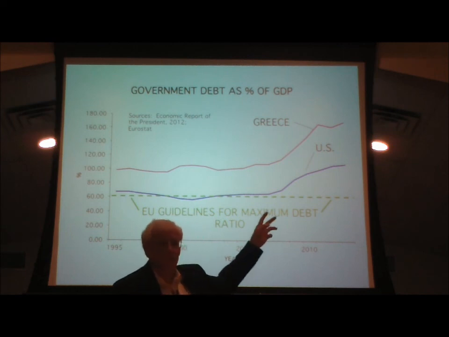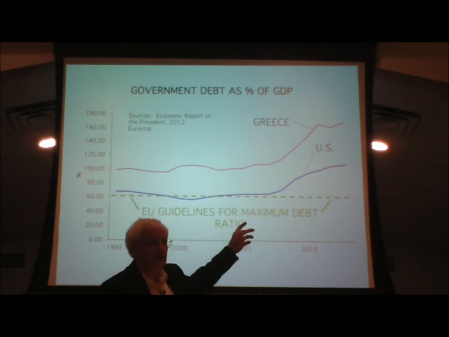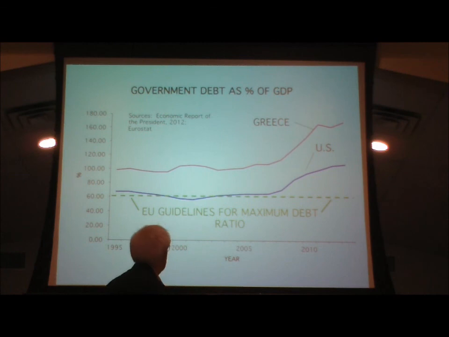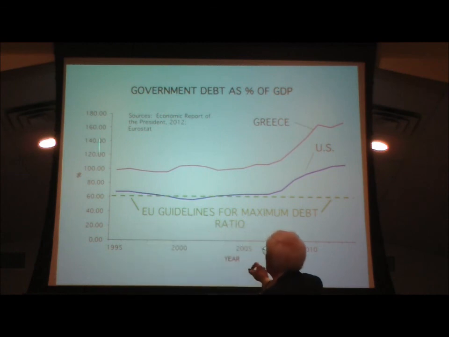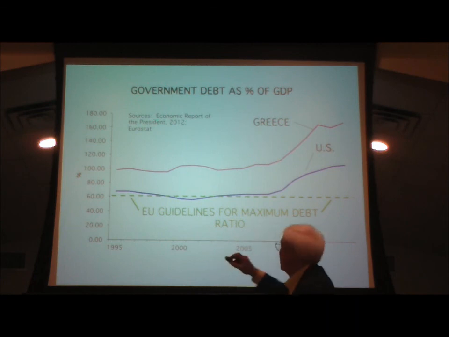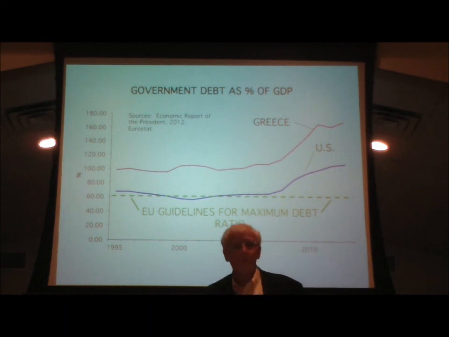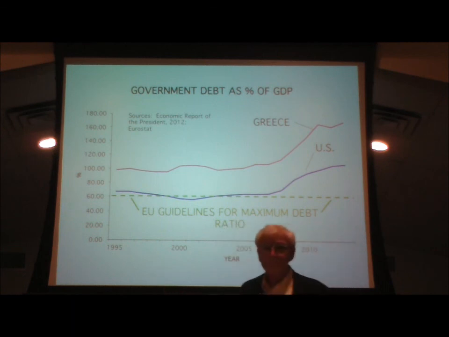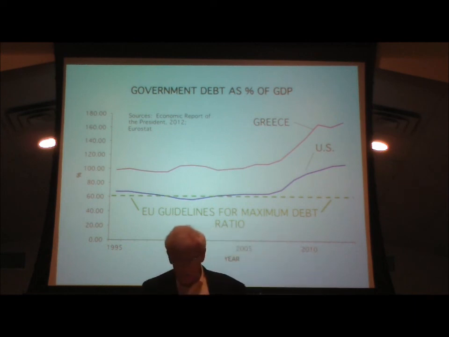You'll notice the remarkable coincidence of these two lines. One representing Greece and one representing the United States. These are percentages now over here. So you can see Greece started out at about where we are now and then moved on up to around 160 or 170% of GDP. Now, the broken line here, the dashed line, is the guideline established by the EU. So basically they're saying, to be safe, thou shalt not exceed 60%. So you can read the chart as well as I can. The U.S. is now at 100. That's way in excess of the maximum debt ratio. And of course, so is Greece.